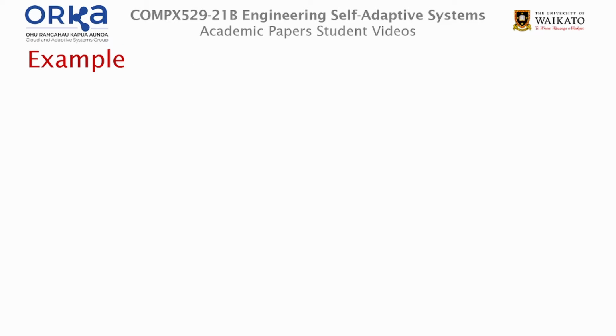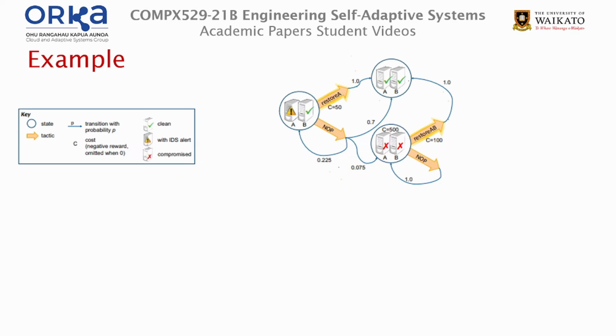So let's have a look at a corporate system comprising a web server, which we'll call server A, and a database, which we'll call server B, which focuses on self-protection against a cyber attack. The diagrams used here are Markov decision processes.